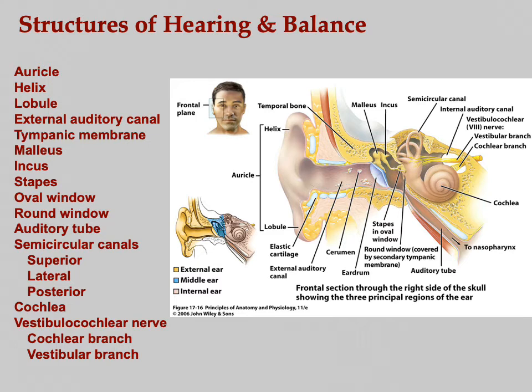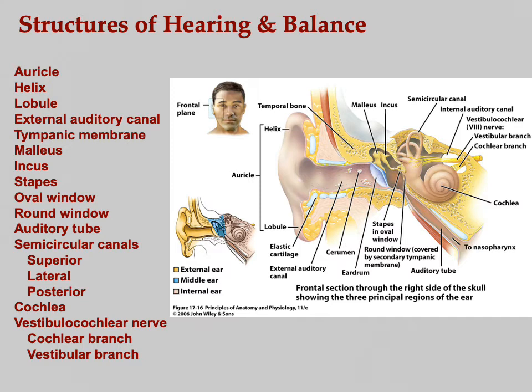So the malleus, when the tympanic membrane vibrates due to a sound, it causes the malleus to vibrate, and it bangs on the anvil, the incus, and that wiggles the stapes. So the stapes fits into a little opening called the oval window, and the oval window goes into the vestibule. Ultimately, that's going to cause a wave of the air to get transformed into a wave of fluid. We'll see that coming up.